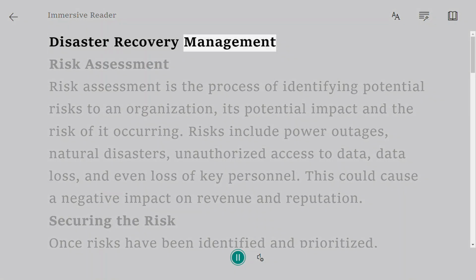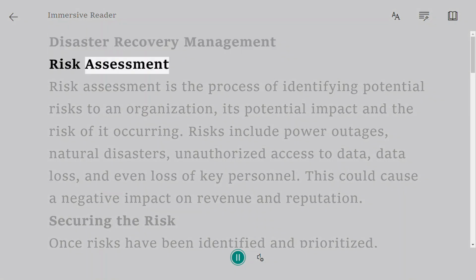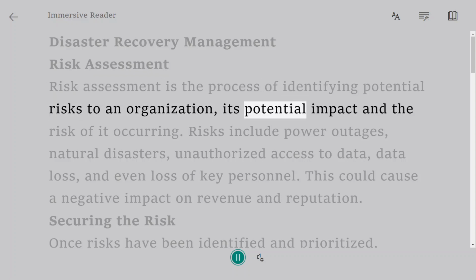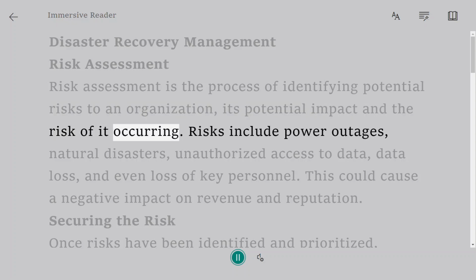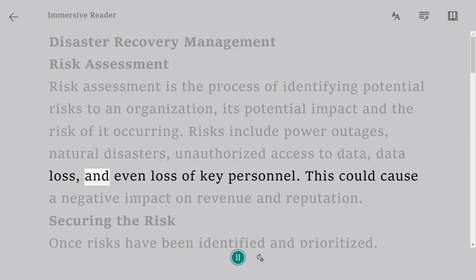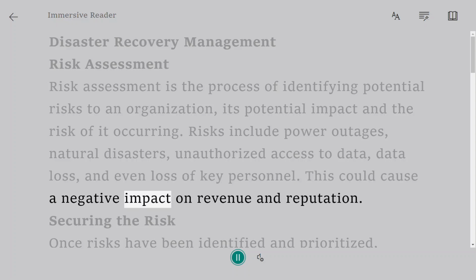Disaster recovery management. Risk assessment. Risk assessment is the process of identifying potential risks to an organization, its potential impact, and the risk of it occurring. Risks include power outages, natural disasters, unauthorized access to data, data loss, and even loss of key personnel. This could cause a negative impact on revenue and reputation.